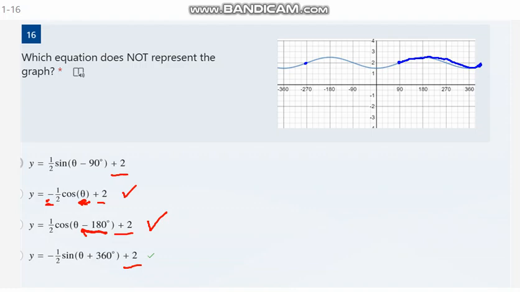So the phase shift has to be 90 to the right or 270 to the left. So you are supposed to either add 270 or subtract 90. The first one looks like the right here, the blue part that I shaded. So that would be it. The last one. Why is the last one incorrect?